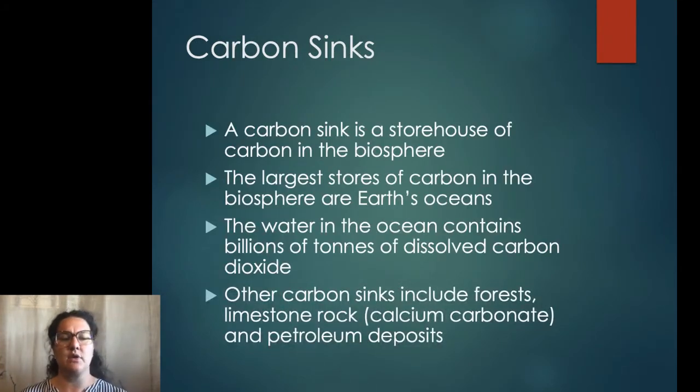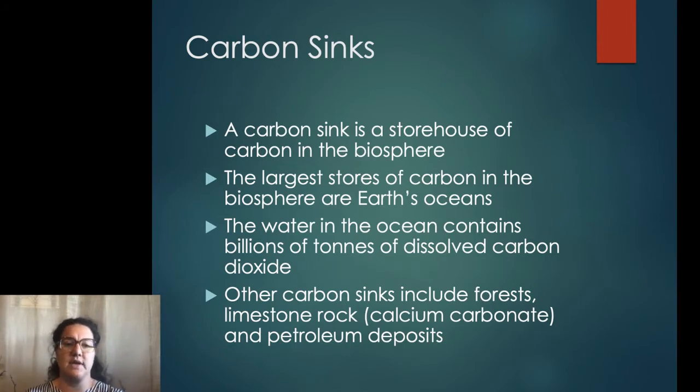So these organisms that hold carbon for a long time are known as carbon sinks. They store carbon in the biosphere. The oceans are the largest carbon sink in the biosphere. They store vast amounts of carbon, both in the water and in some of the organisms, like coral, that are in the water as well.